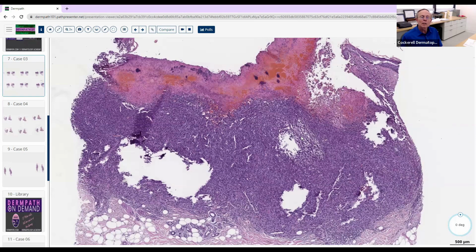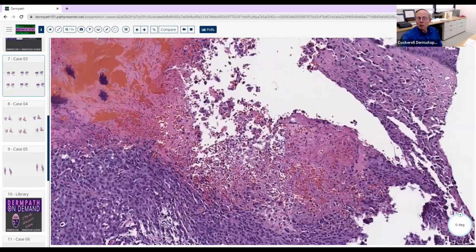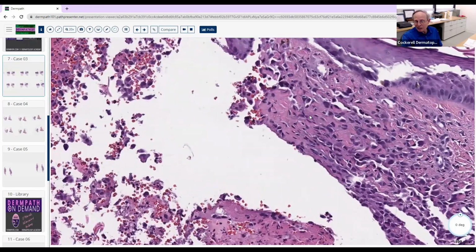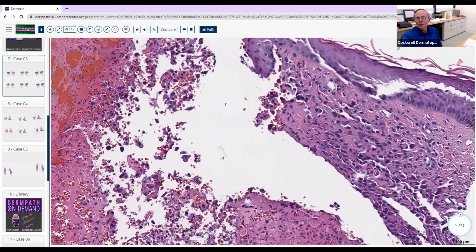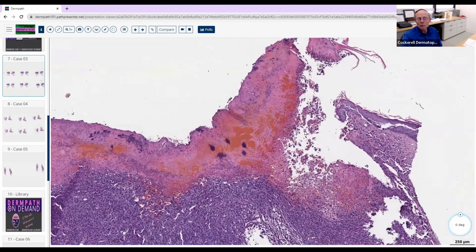So you have to always beware. They took a punch biopsy here, which was pretty good, but notice that there's only one area that shows the angiosarcoma, where you really recognize it's an angiosarcoma. It's very difficult to diagnose this for sure.